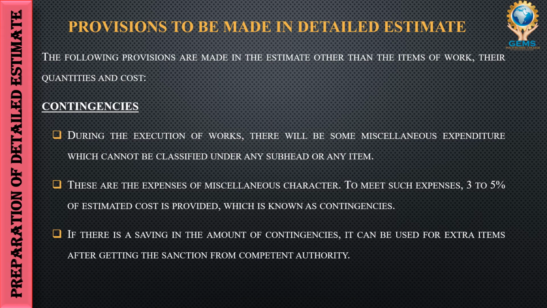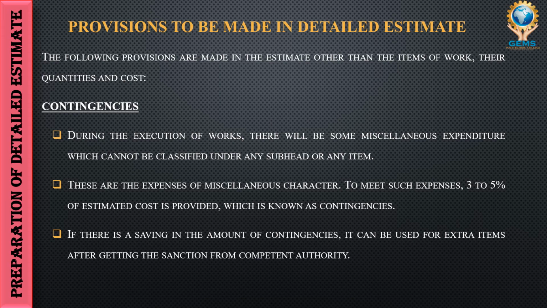So in this first line, it is mentioned that the following provisions are made in the estimate other than the items of work, their quantities and cost. Usually, items of work means all the works, like painting, etc. So other than that work and their quantities and cost, what are the provisions we need to add in the detailed estimate? That is what we are going to learn.